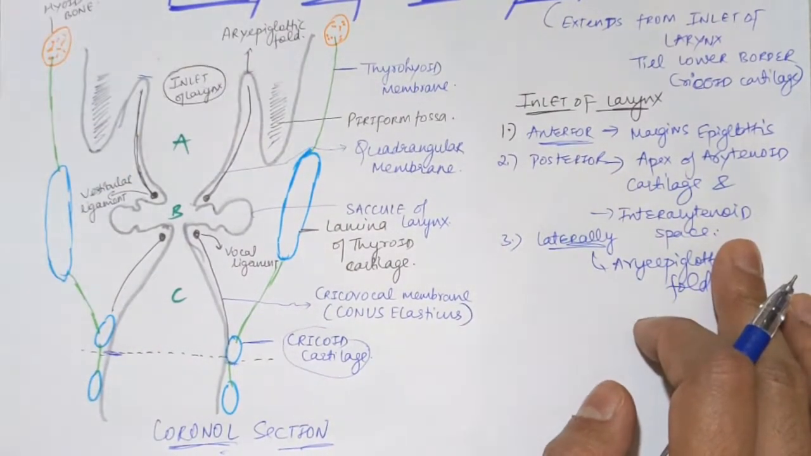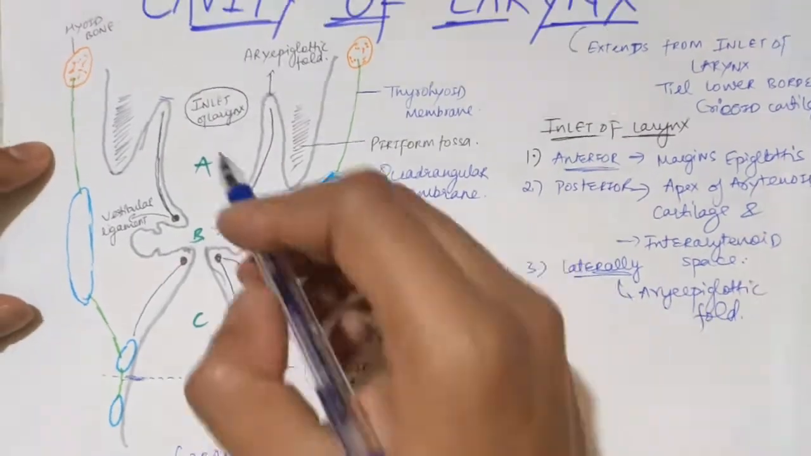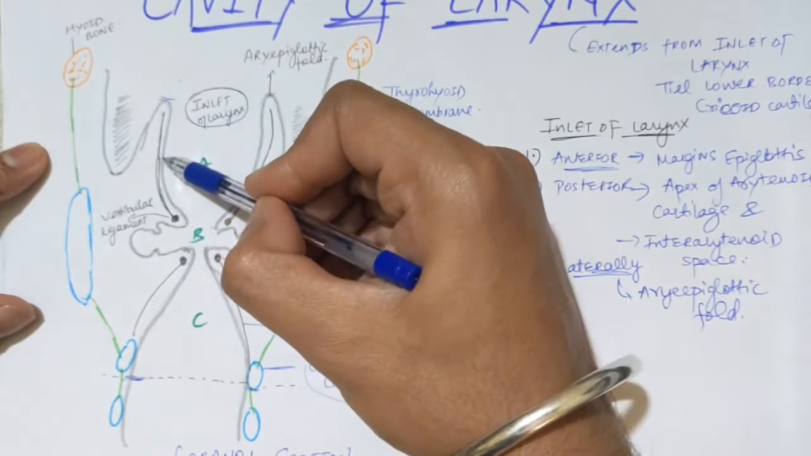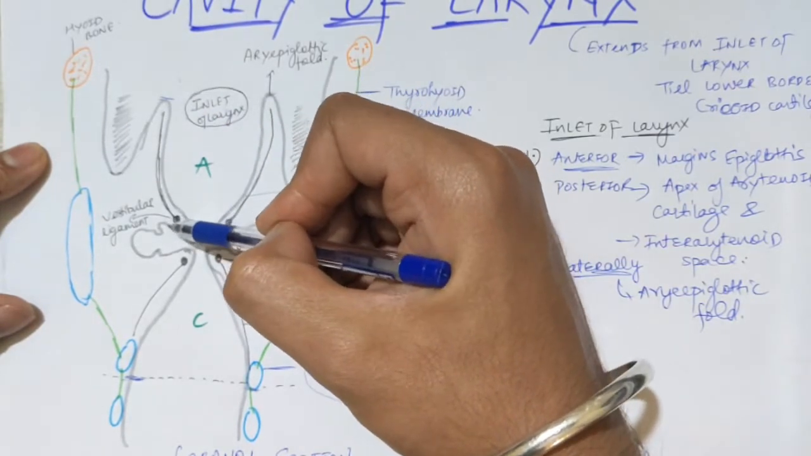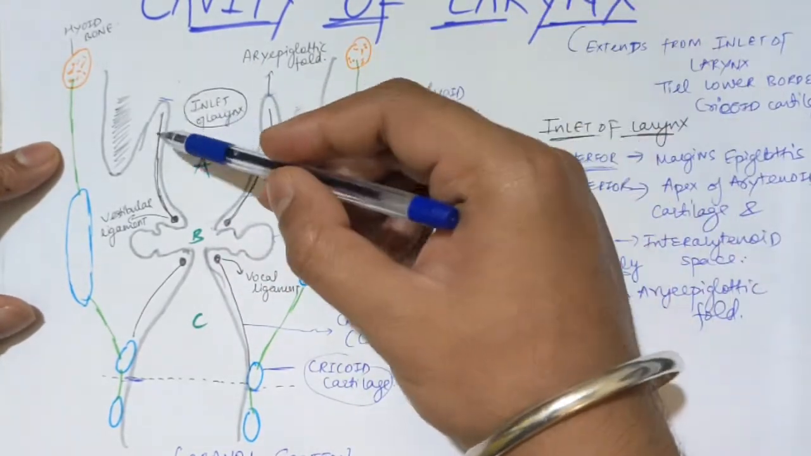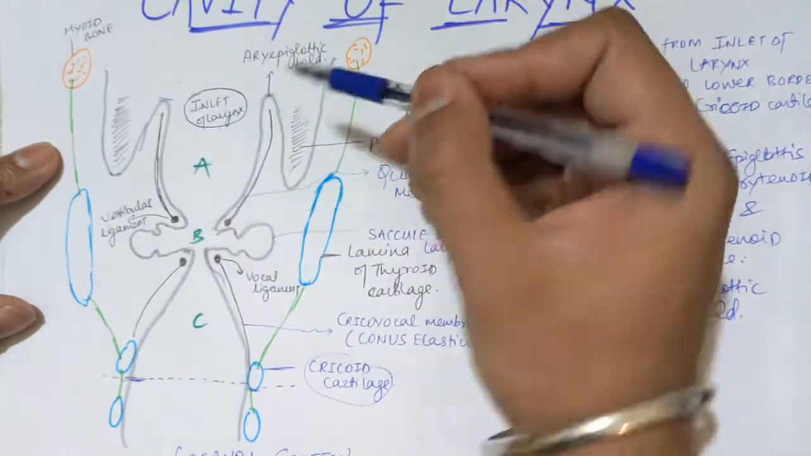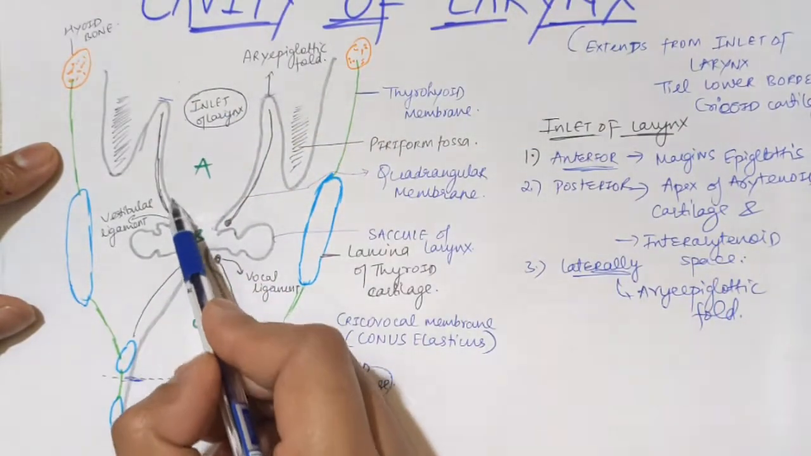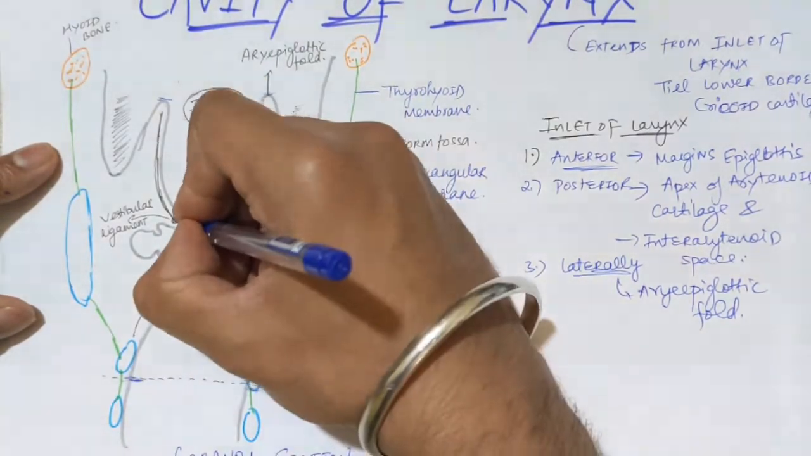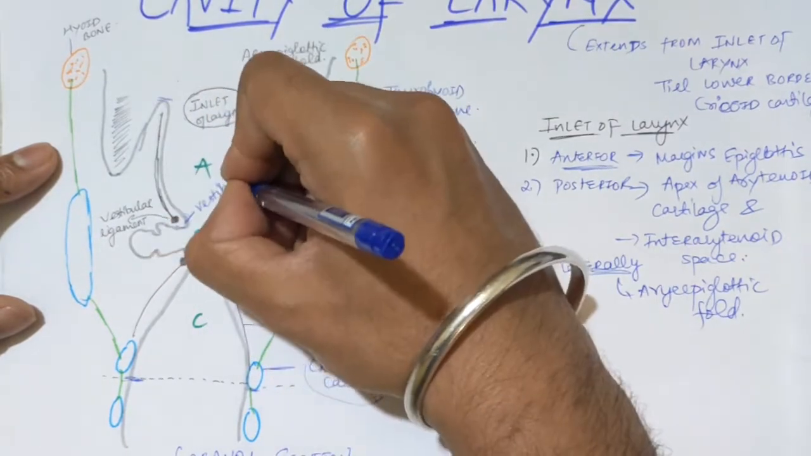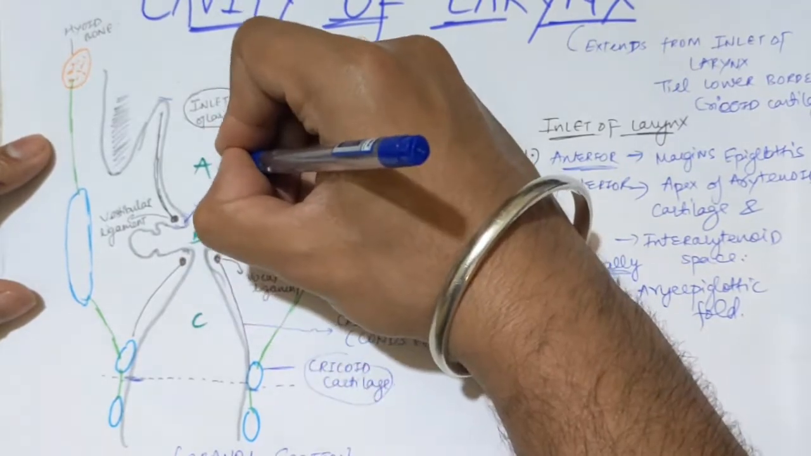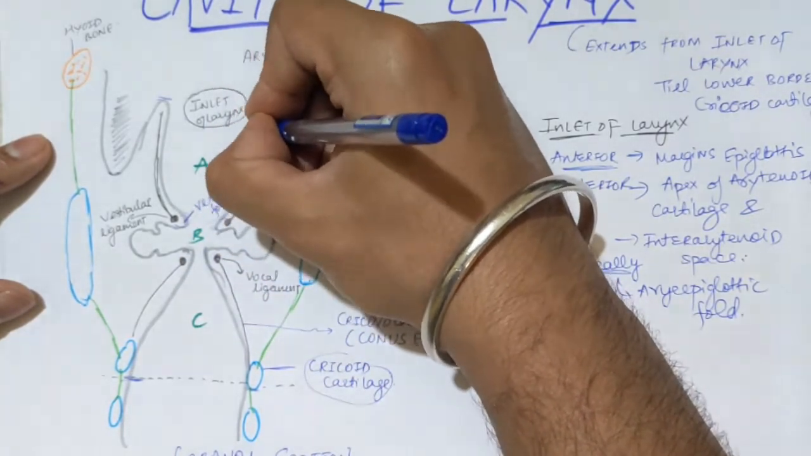Now there are folds which form the cavity of larynx. You can see this gray color, this is the mucous membrane folds, from both the sides. From above there is a pair of folds formed by the mucous membrane of larynx, called the vestibular folds. This bulge is the mucous membrane forming the folds. So these are your vestibular folds, also called false vocal cords or false folds. So these are two pairs.